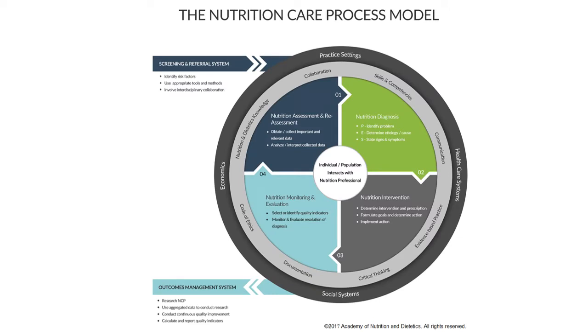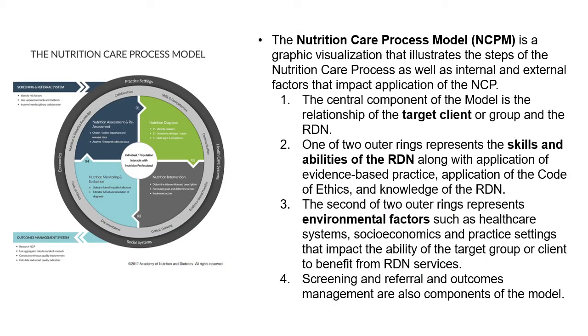So this is how the nutrition care process model looks like. It consists of a few components. Let me have a look. The first one is the central component of this model. The central component of the model is the relationship between the target client or group and the registered dietitians and nutritionists.